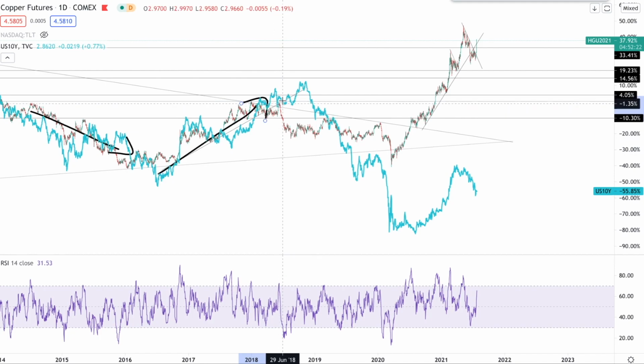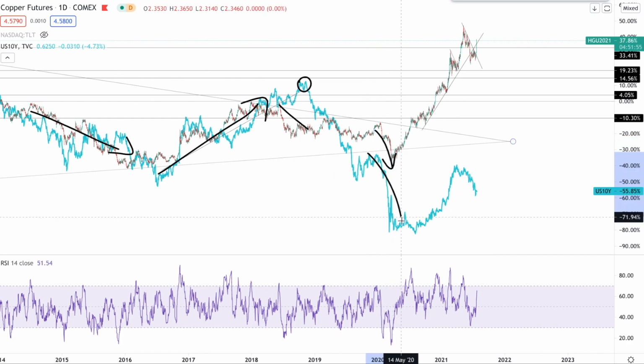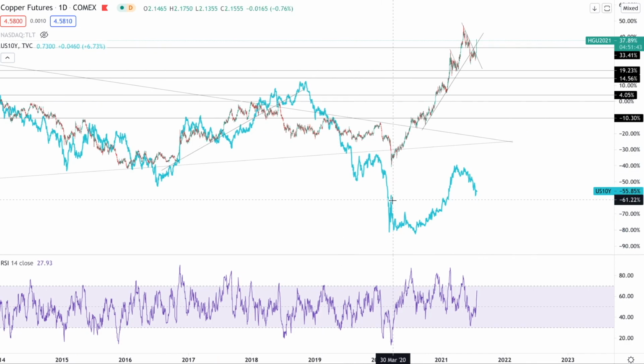In fact, here in 2018, you could have predicted that yields were going to top a few months later because of that big drop in copper, right? Huge market correction in copper, and just a few months later, big top in yields. Same thing, of course, during COVID, big drop in copper prices, big drop in yields. So huge correlation between copper and yields. And by the way, this is pure intermarket analysis, right?